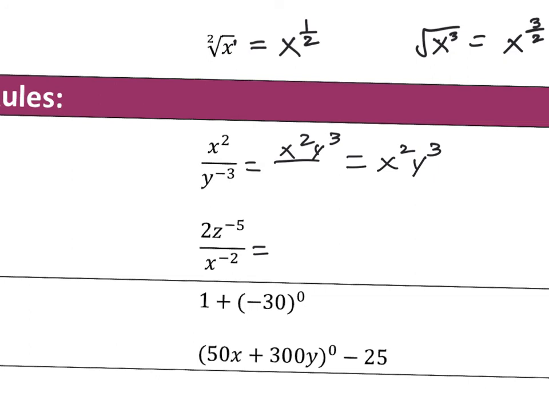Next example down at the bottom, I have the 2. That stays the same. It has a 1 as an exponent, so it's already happy. Z to the negative 5th. That's a sad exponent. I need to move it to the bottom to make it happy. So z to the 5th. Now I moved it to the bottom. It becomes happy. Same thing with x to the negative 2. It's sad. So I want to move it to the top. Now it becomes happy. It's a happy exponent. So 2x squared on top, z to the 5th on bottom.